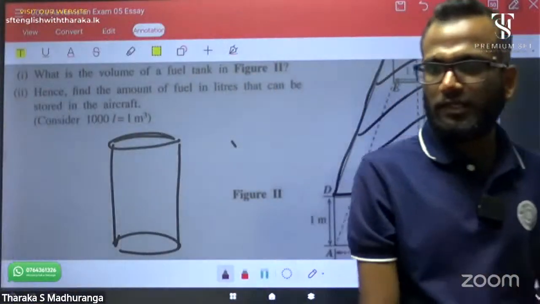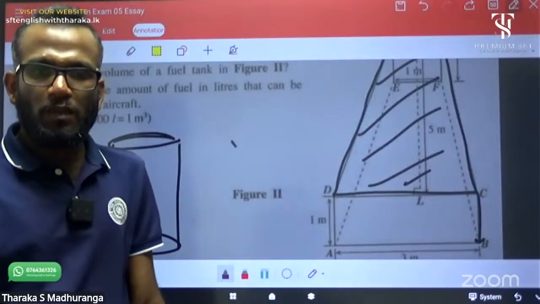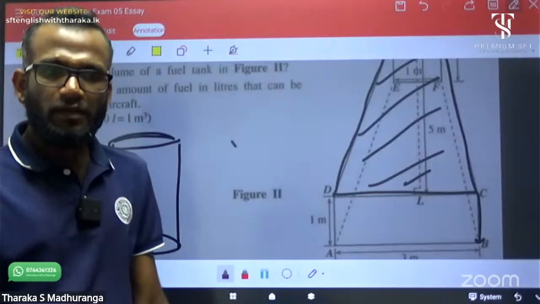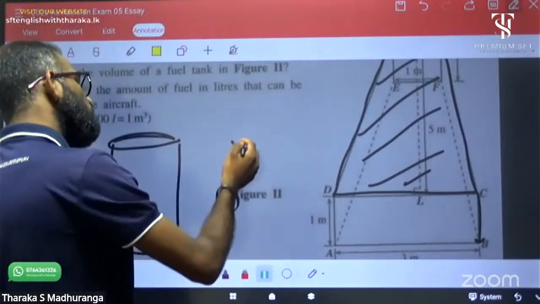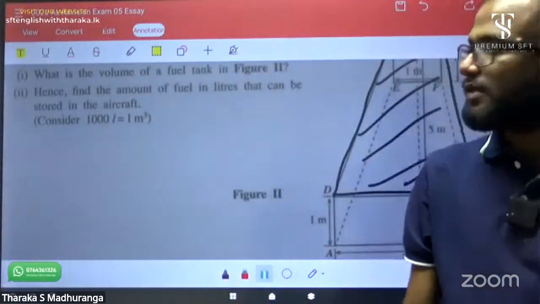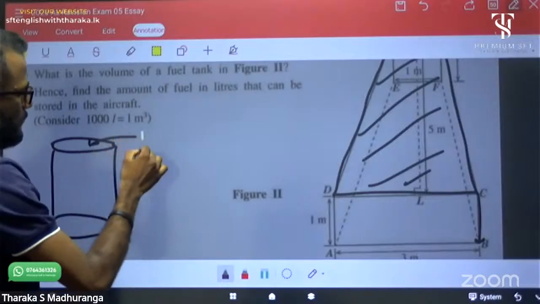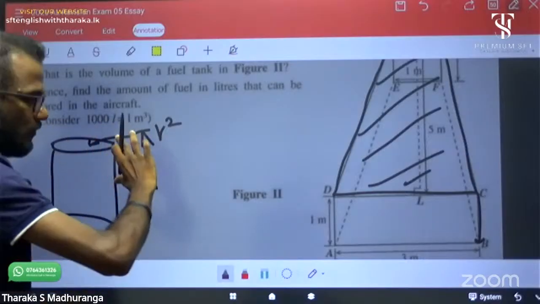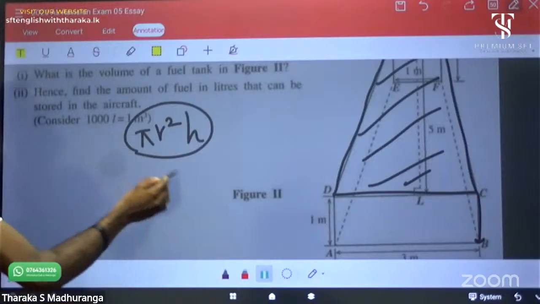Actually, it is a uniform cross section. Understood? Now, for uniform cross section objects, the volume is very easy, right? What is the equation for any uniform cross section object? If you have a cylinder, the volume is pi r squared h. Pi r squared is the uniform cross section area, multiplied by the uniform height. Same method: uniform cross section multiplied by the uniform height.